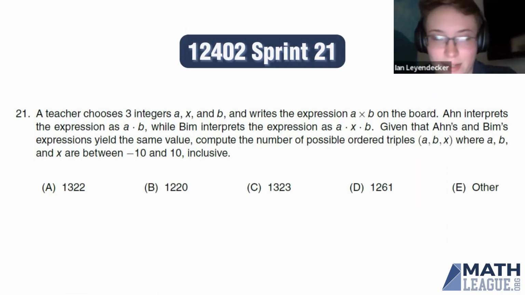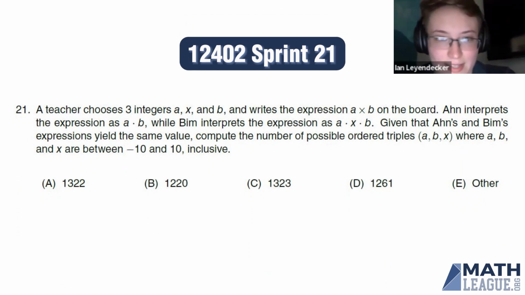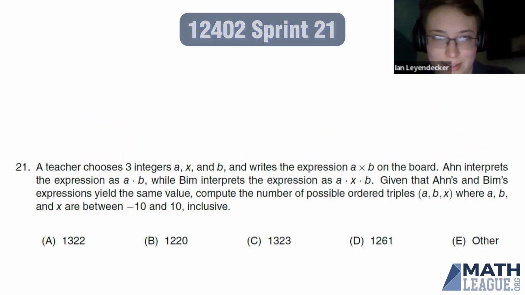All right, so sprint number 21 reads: a teacher chooses three integers a, x, and b and writes the expression a times b on the board. On interprets the expression as a times b, while Bim interprets the expression as a times x times b. Given that On's and Bim's expressions yield the same value, compute the number of possible ordered triples a, b, x, where a, b, and x are between -10 and +10 inclusive.